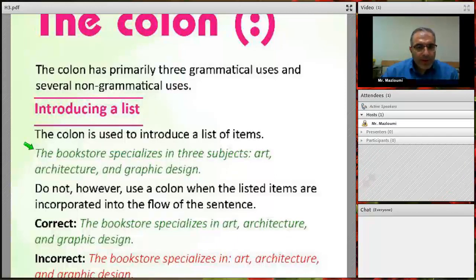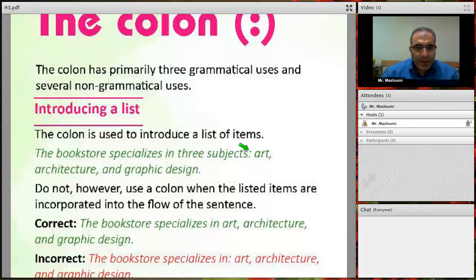The bookstore specializes in three subjects: art, architecture, and graphic design. Well, you know what art is? Architecture is the art and practice of designing and making buildings. Architecture, designing buildings. Graphic design, everyone, is the art of designing pictures for books, for magazines, for advertising, etc.